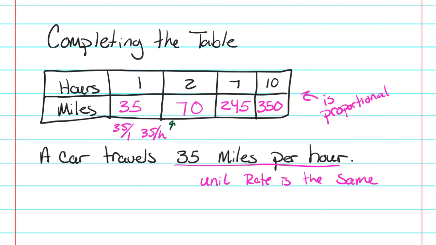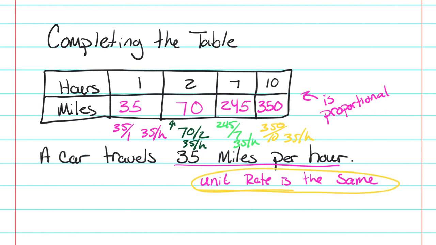Okay, well, this one, 70 divided by 2 is 35 miles an hour. 245 divided by 7 is 35 miles an hour. And 350 divided by 10 is 35 miles an hour. So the unit rate is the same, and that is proportional.